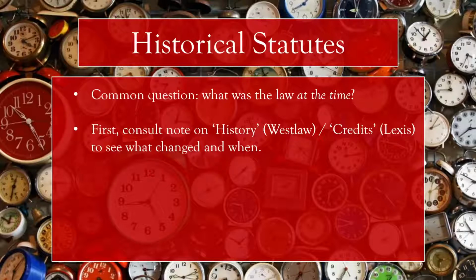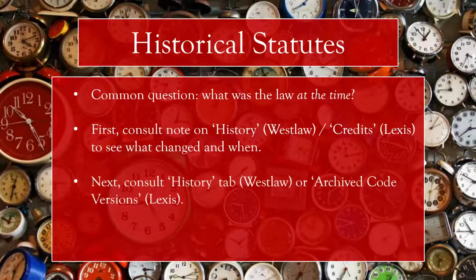So the next thing you'll do is to actually look up that prior version of the section. And you can do that pretty easily just by using the archived code versions on Lexis, or on Westlaw, you would go to the History tab for that. I'll show you what that looks like in practice in just a moment.